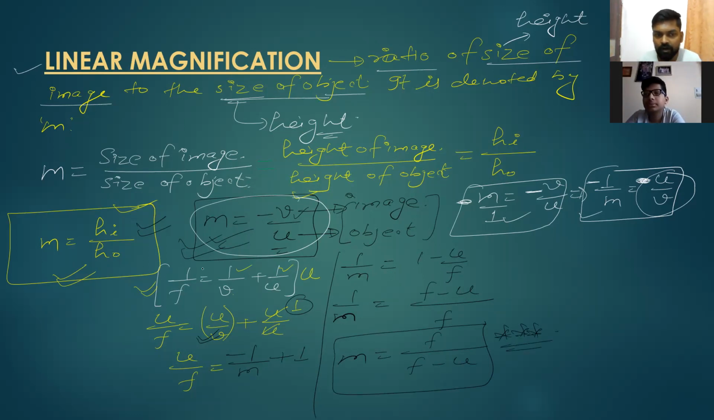Now we have three formulas for linear magnification at this time. First is m equal to hi upon ho. Second is minus v upon u. And third is f upon f minus u. If you are facing any problem in these three formulas, you may ask. No, sir. All is clear?